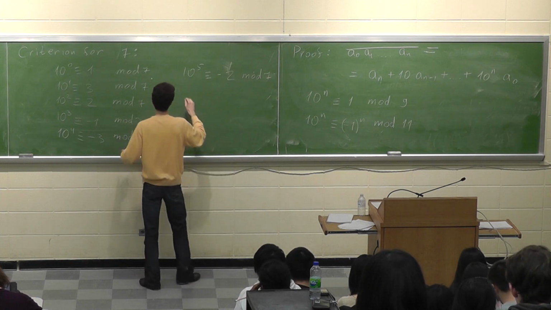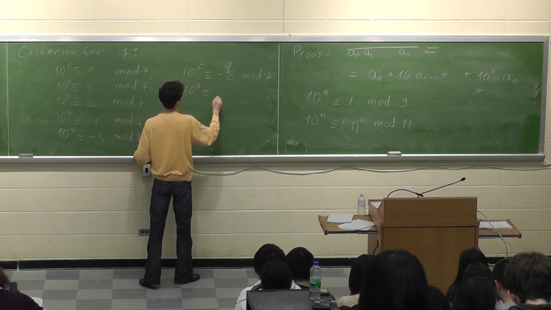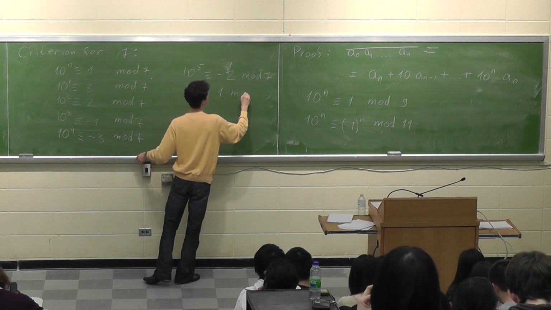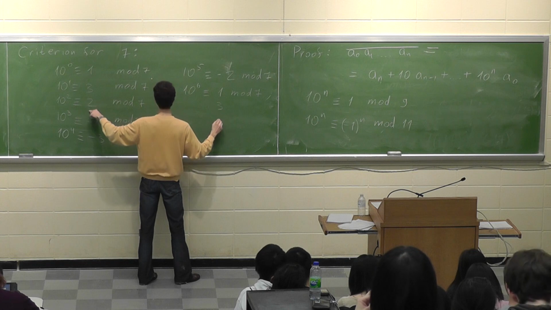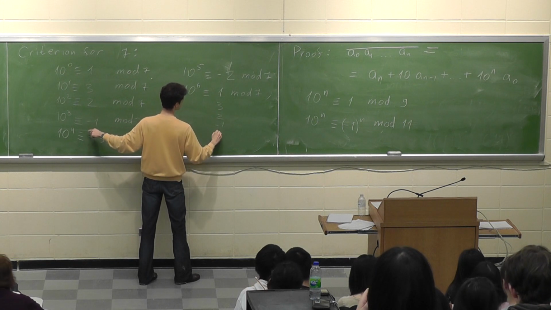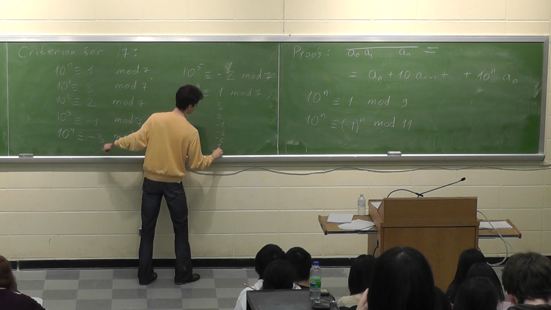And then it starts repeating. 10 to the power 6 is 1, modulo 7. And then, once again, 1. I keep multiplying by 10, and so on.